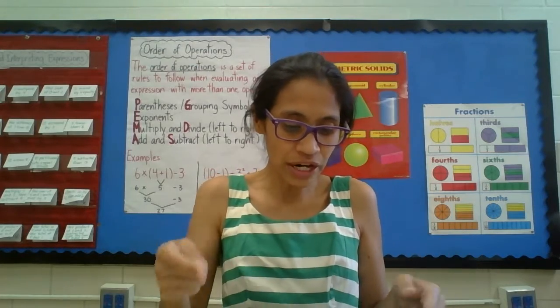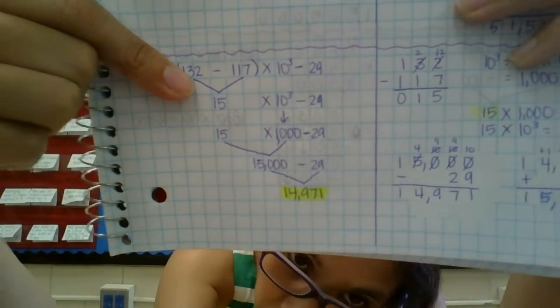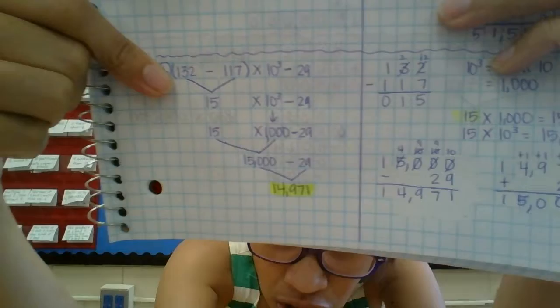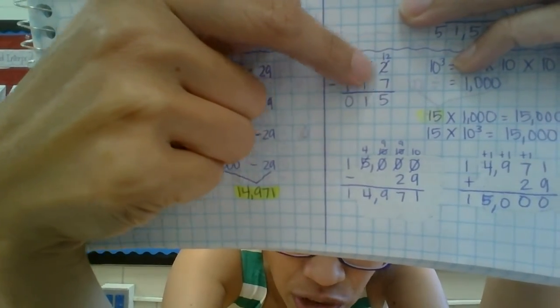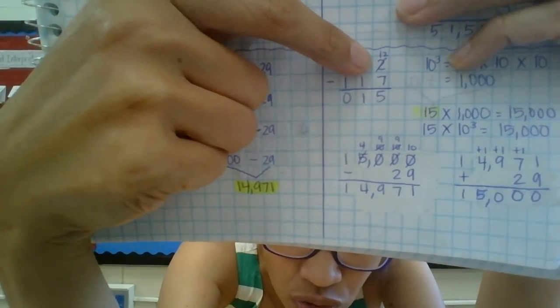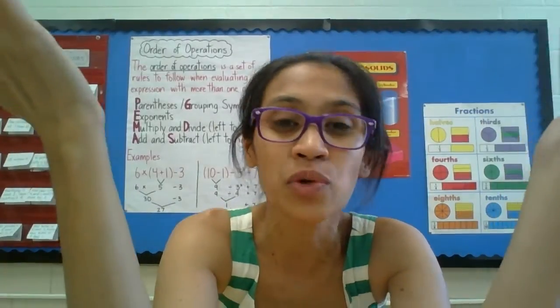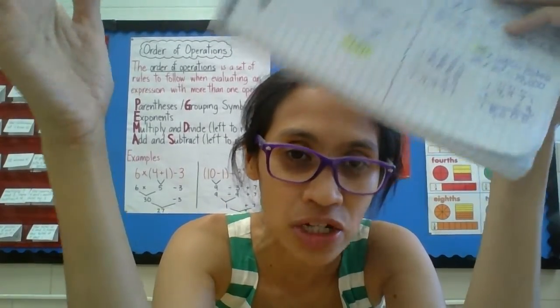All right. So what is the first thing we need to do? First, we need to work within the parentheses: 132 minus 17. I cannot subtract, so I need to regroup and borrow from that 3. The 3 becomes a 2, and that 2 becomes a 12. Some of you are not showing your regrouping. That is not subtracting correctly, so make sure that you do.